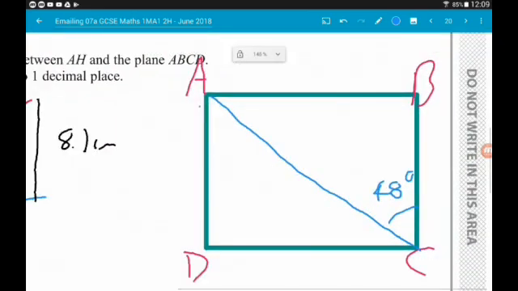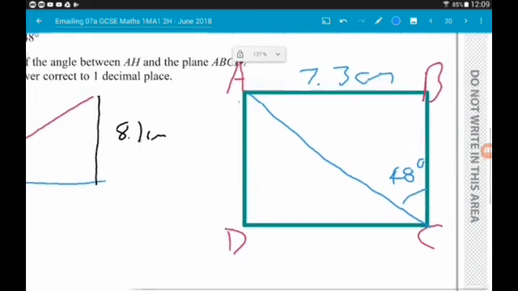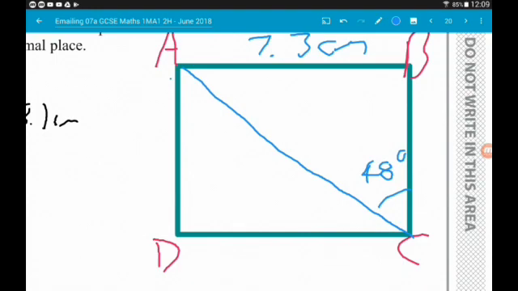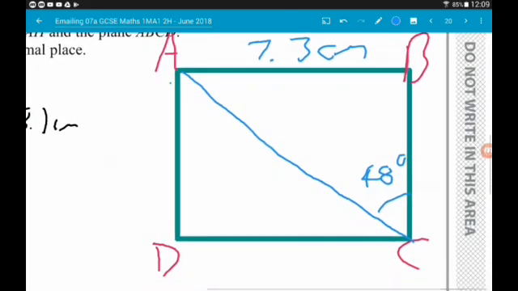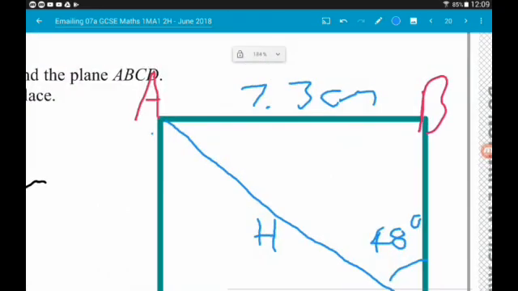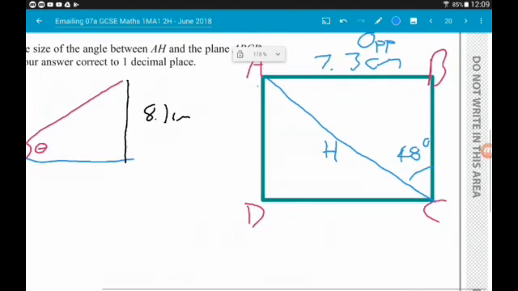Now we also know the length AB is 7.3 centimeters. So we can actually work out the length of the blue line using trigonometry. So, using trigonometry, the blue line is the hypotenuse, 7.3 is the opposite to the 48-degree angle. So, we've got the opposite and the hypotenuse. So we're using sine.